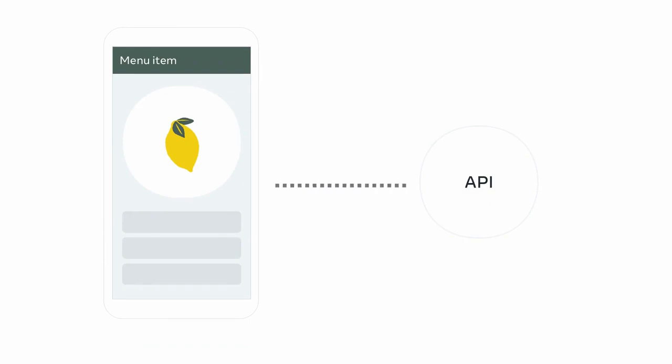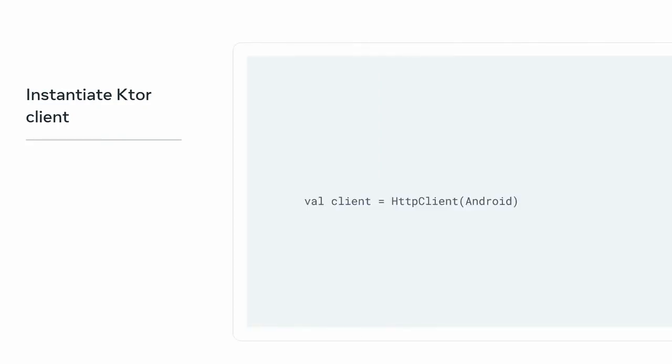The app will request data from an API server that responds to HTTPS requests. The Ktor client is instantiated with the Android engine. This assigns a working client to the client variable for executing requests. The engine is the brain responsible for making sure the request executes and the response is returned.